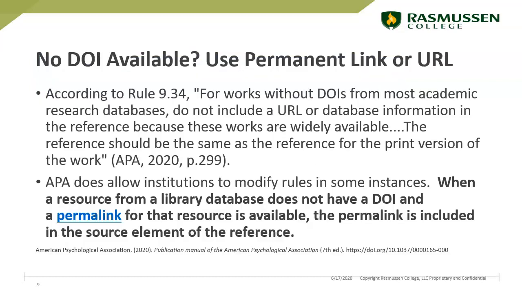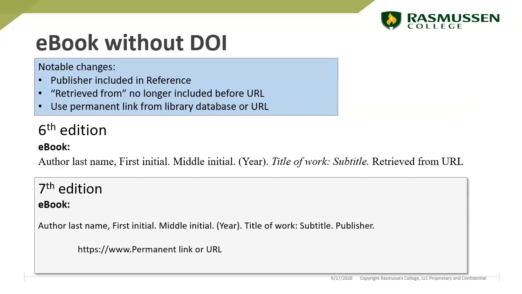So what happens when a DOI is not available? Rasmussen has decided that when a resource from a library database does not have a DOI and a permanent link for that resource is available, the permanent link is included in the source element of the reference. Keep in mind this is an institutional rule, one that Rasmussen has modified in order to assist faculty and students with accessing resources from Rasmussen library databases. If we look at the next slide, we can see this rule in action.